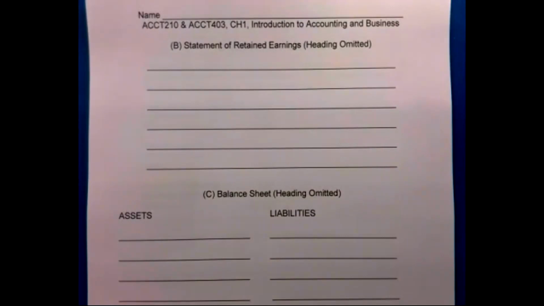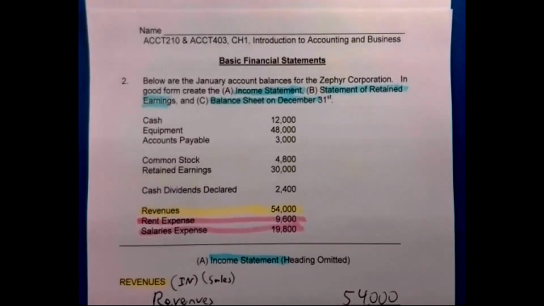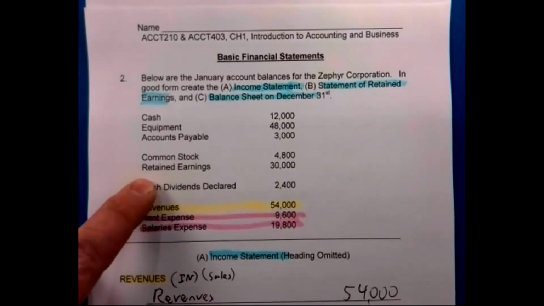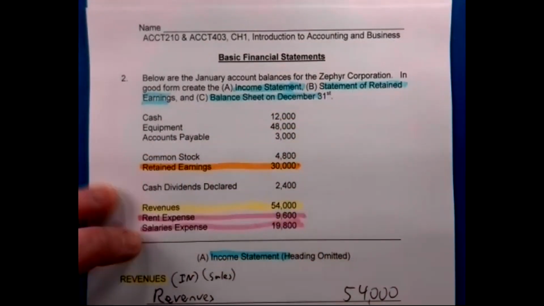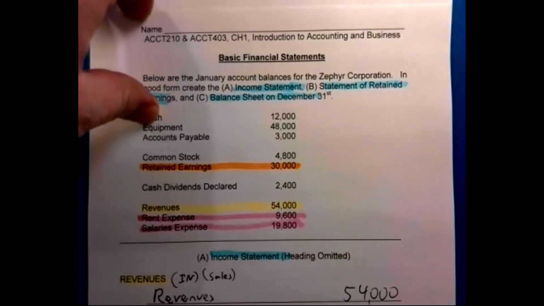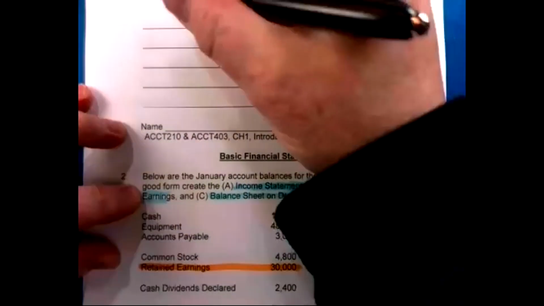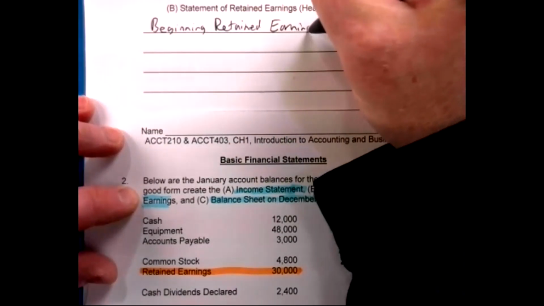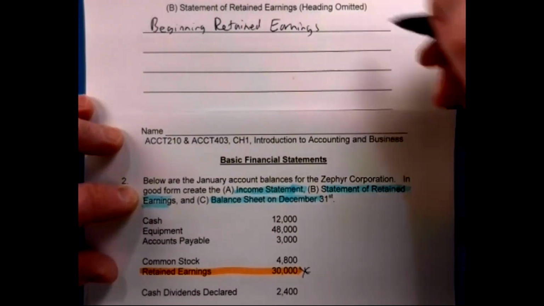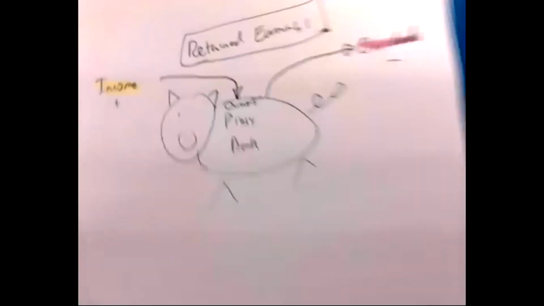Okay, so retained earnings statement. Well, let's take a look at our first page here. And there's one thing on here that would obviously be on the retained earnings statement, and that is retained earnings. So these are actually what they call the beginning retained earnings. Over here, our retained earnings has 30,000. So that's what we're going to start out with in our statement here. The beginning retained earnings was 30,000. So that's what we started out with in our piggy bank. Okay, so piggy bank has 30,000 in it.